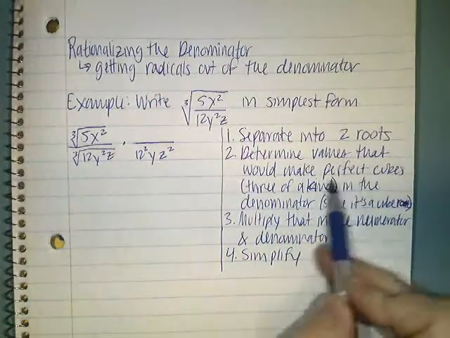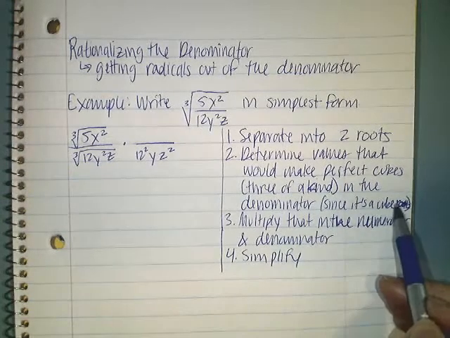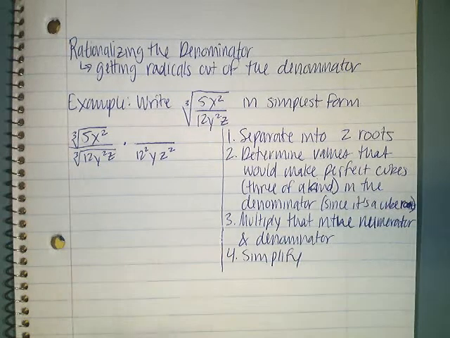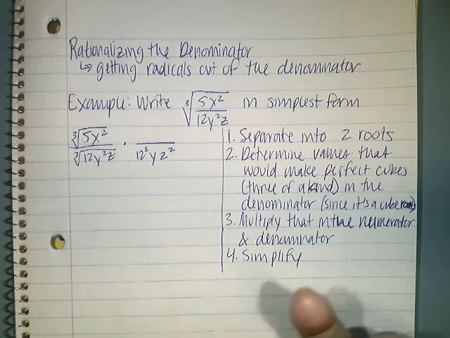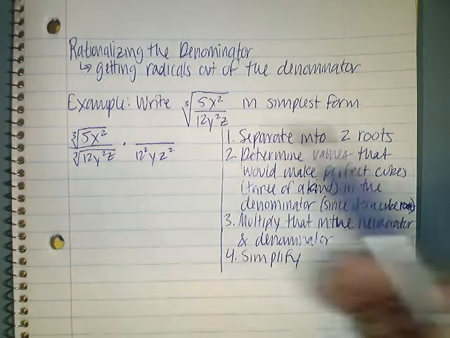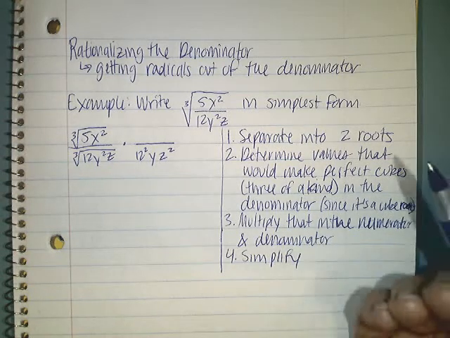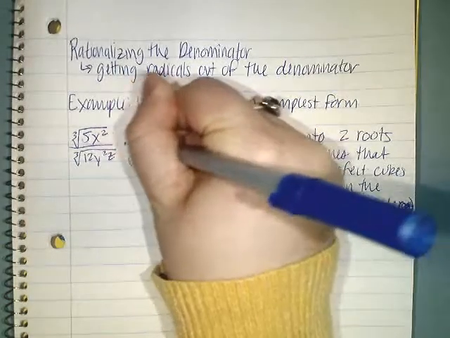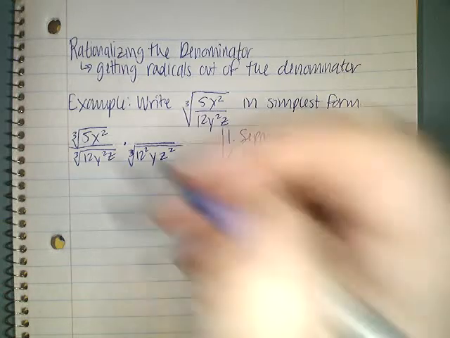So I determined what values would make perfect cubes, or 3 of a kind in the denominator, since it's a cube root that we're finding. If I were doing a square root, I would only need 2 of a kind. If I were doing a fourth root, I would need 4 of a kind. But ultimately, my goal is to get perfect cubes, or perfect terms to the fourth power, perfect squares, under a radical, so that I can ultimately cancel it out. And you'll see what I mean in just a second.